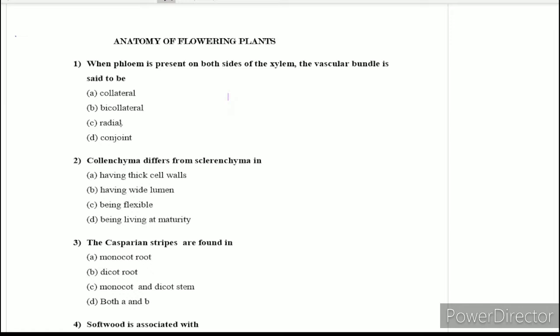Option A, option B, option C radial, and option D is conjoint. Say for example, this is xylem. When phloem is present on both the sides of the xylem, see, this is phloem and this is also phloem. Such a condition is called bicollateral, right? So the correct answer is bicollateral.